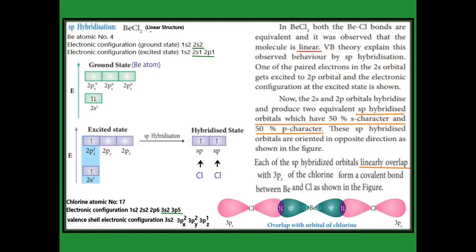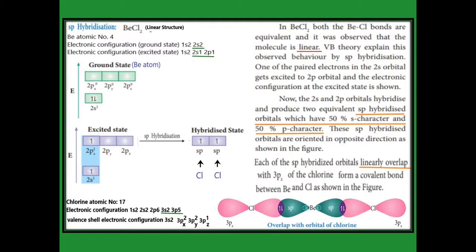Now the s orbital and p orbital are going to be mixed. That is called sp hybridization. How many orbitals are going to mix? 2 orbitals. So we get the resultant hybridized orbitals, sp. Each sp orbital has a single electron.